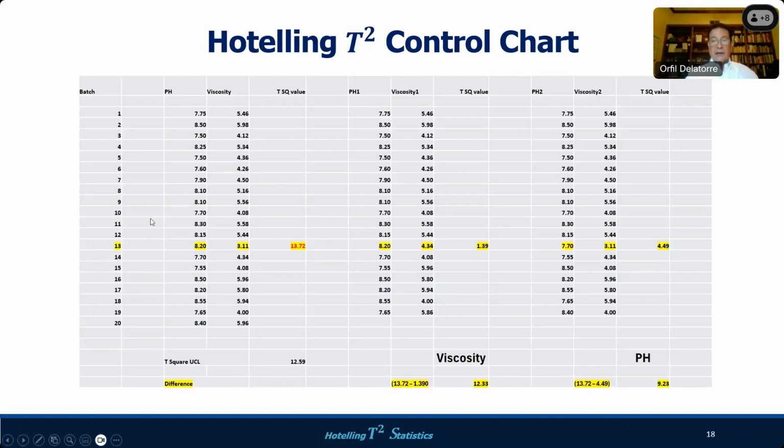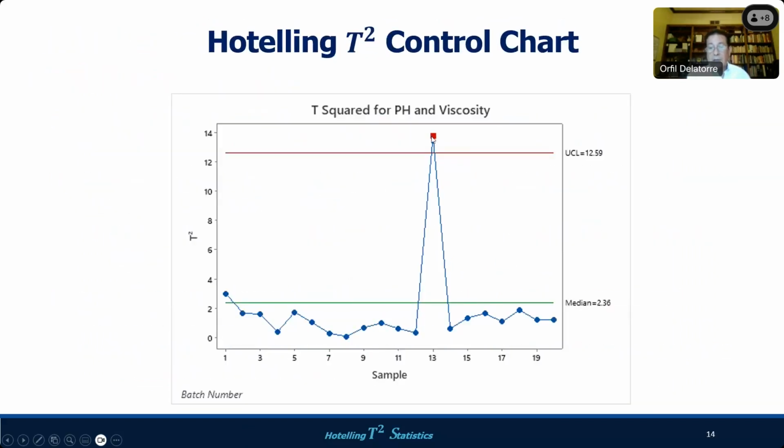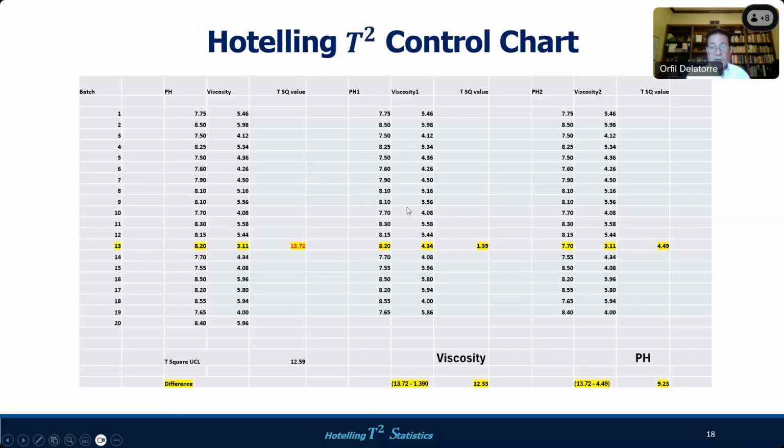So this is the whole story right here. You're going to understand exactly what happened. This is the original data right here, the 20 batches and the 20 data points for the pH and 20 data points for viscosity. So the batch that is in trouble is number 13. And the T-square value for that batch is 13.72. But the upper control limit is 12.57. So it's out of control. Remember the chart right here? It's out of control. So we say, okay, now what to do?